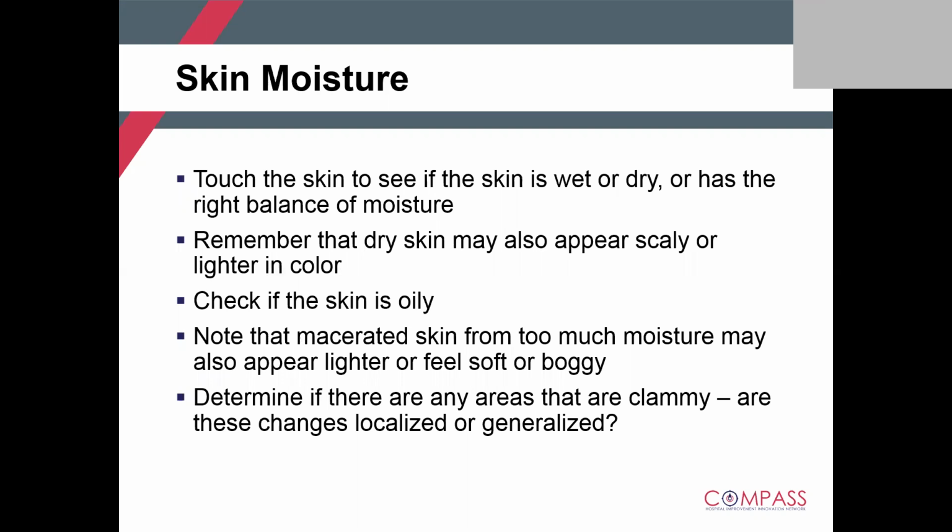You need to look at the skin moisture. Touch the skin to see if the skin is wet or dry or has the right balance of moisture. Remember that dry skin may also appear scaly or lighter in color. Check if it's oily. Note that macerated skin from too much moisture may also appear lighter or feel soft or boggy. And determine if there are any areas that are clammy. Are these changes localized or are they generalized? Does the patient have the clammy areas all over their body, or is it just on one arm or one leg?